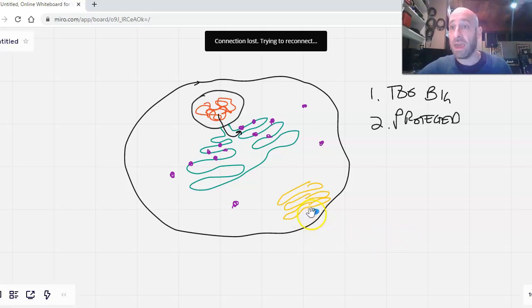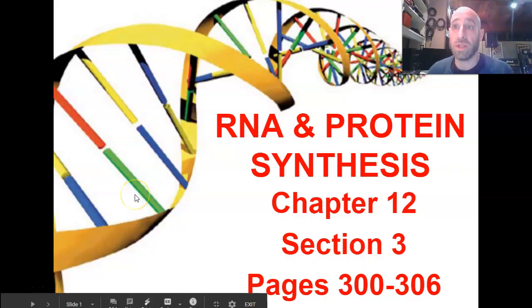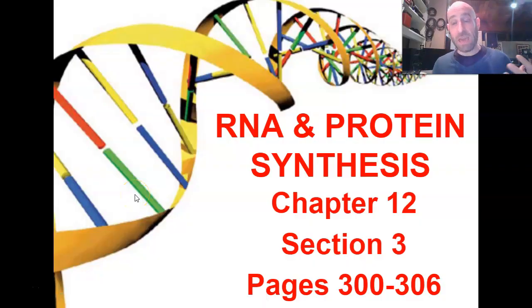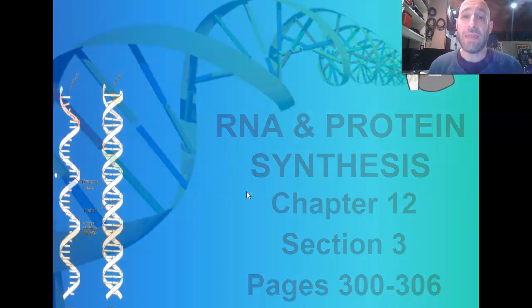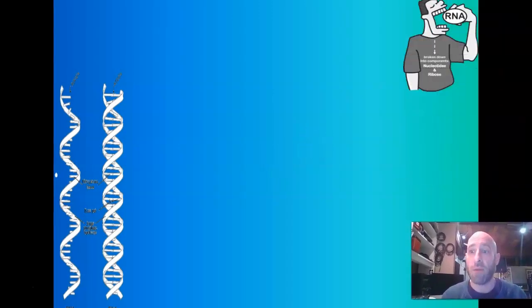So maybe it's making a hormone that gets secreted from the cell. Maybe it's making a neurotransmitter. Maybe it's making antibodies, but it's going to make something and send it out to where it needs to go. So what's going to actually copy that DNA? What's going to take the DNA from the nucleus and bring it out to the ribosome? That's going to be what we're talking about today, and that is a very important molecule called RNA, or ribonucleic acid.